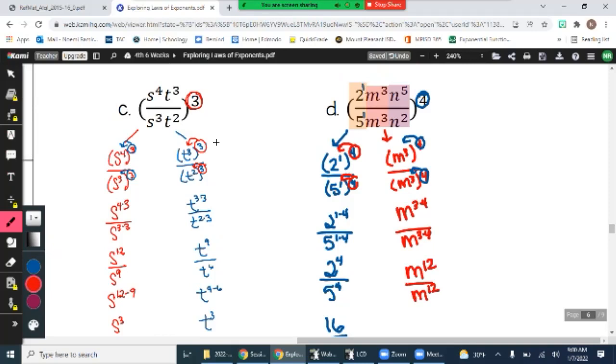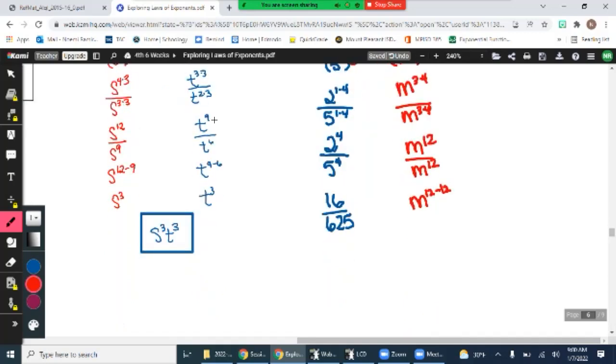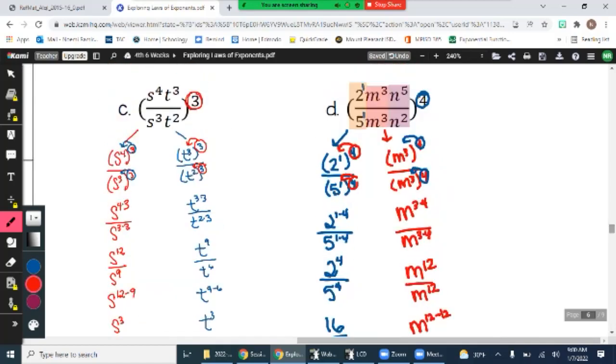When you're dividing two powers with the same base, you subtract the exponents, and 12 minus 12 gives us 0. Now remember, anything to the power of 0 gives us 1, so it's like you're canceling out. But you still need to know that it gives you the number 1 for the future, okay?